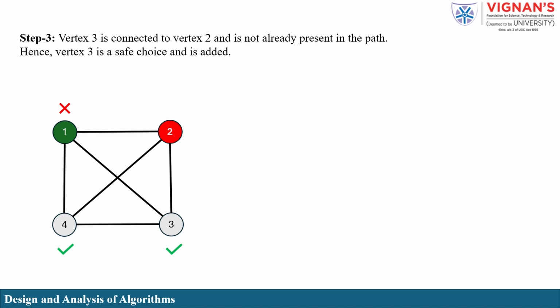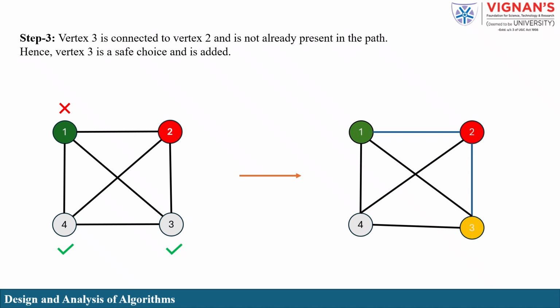Since vertex 3 is not visited yet, we choose vertex 3. So, we add vertex 3 to the path. Now, vertex 3 becomes the current vertex. The visited path is updated as 1, 2, 3, -1.